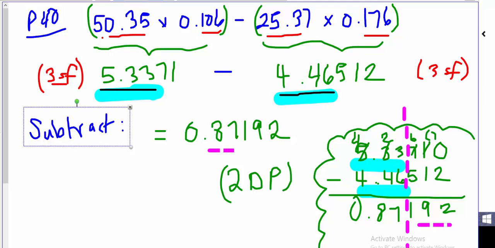So by underlining your sig figs, it helps you keep track of everything, but you're not dropping the values altogether or rounding too early. Okay, so there's our answer. Let's write that out.